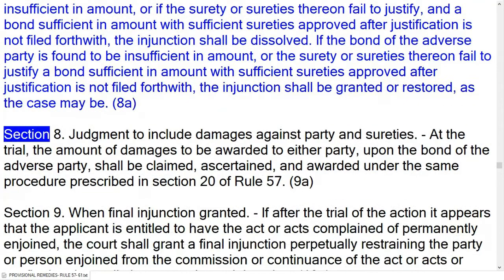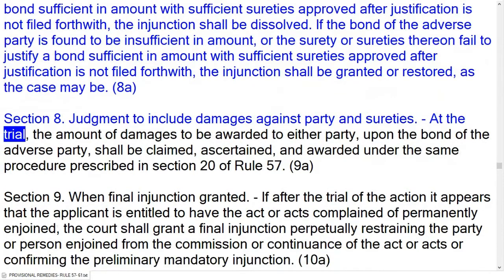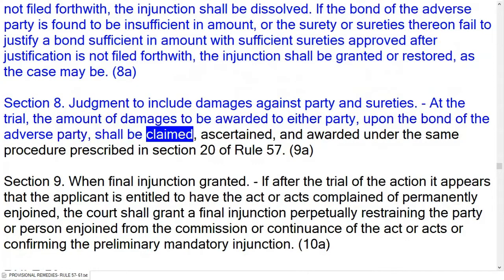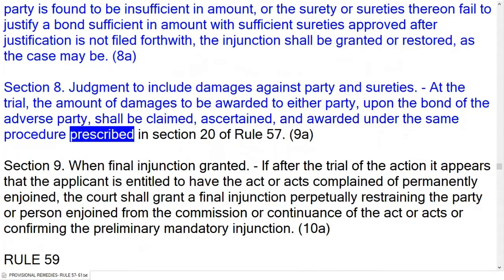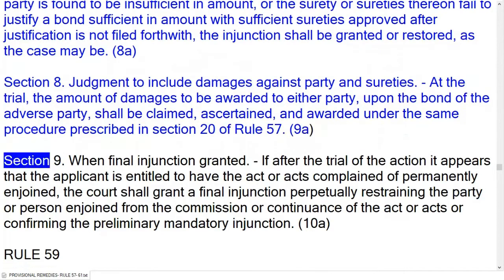Section 8. Judgment to include damages against party and sureties. At the trial, the amount of damages to be awarded to either party, upon the bond of the adverse party, shall be claimed, ascertained, and awarded under the same procedure prescribed in Section 20 of Rule 57.